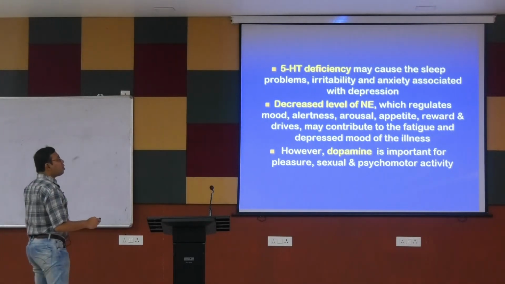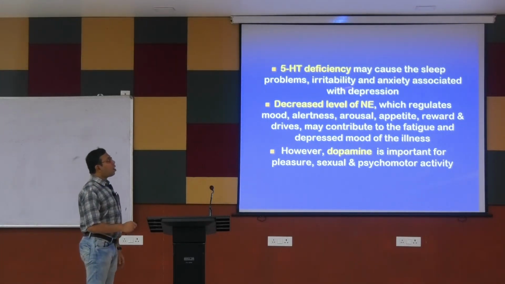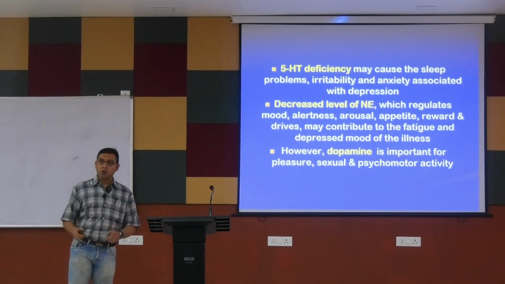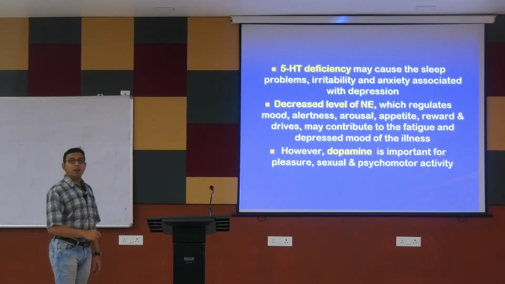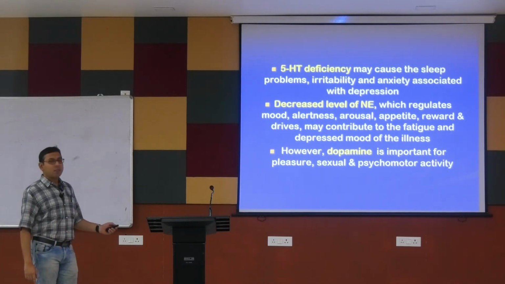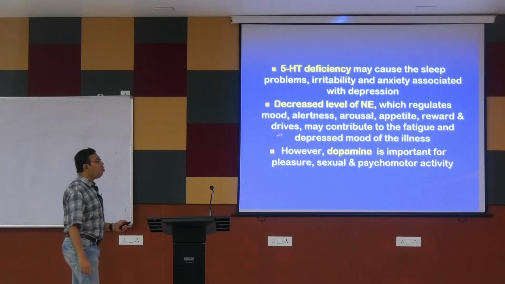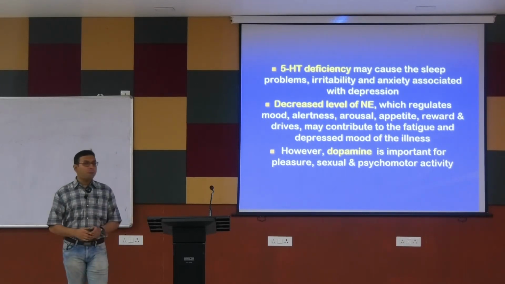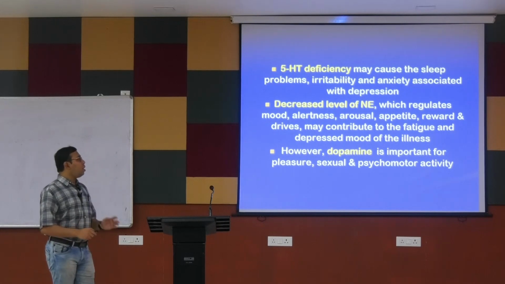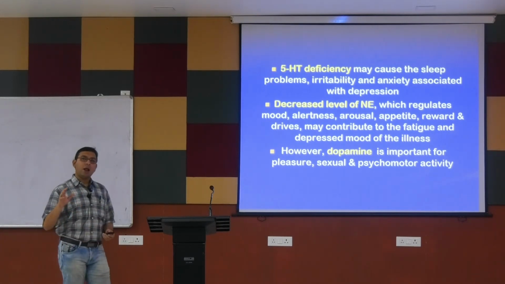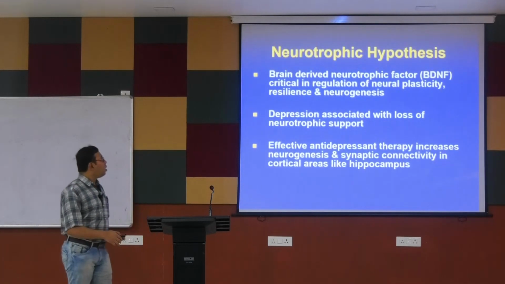There may be deficiency of serotonin, which may cause the sleep problems, irritability and anxiety associated with depression. There is a decreased level of norepinephrine, which regulates mood, alertness, arousal, appetite, reward and drives, and may contribute to the fatigue and depressed mood of the illness. And dopamine is important for pleasure, sexual and psychomotor ability. In some cases there is dopamine deficiency also.